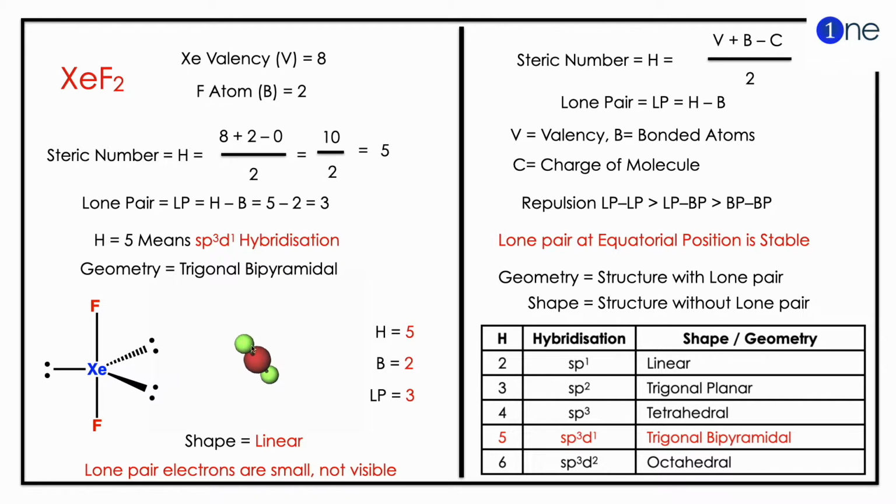To find the hybridization, you should find the steric number, which is H equals (V plus B minus E) whole divided by 2. Here V represents valency, so xenon has an octet, so 8 valency. The bonded atom is B, which is the fluorine atom, which is 2. So the steric number will be (8 plus 2 minus 0) whole divided by 2, which leads to 5.